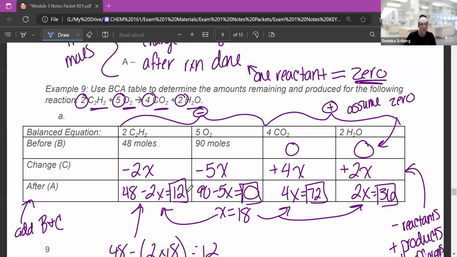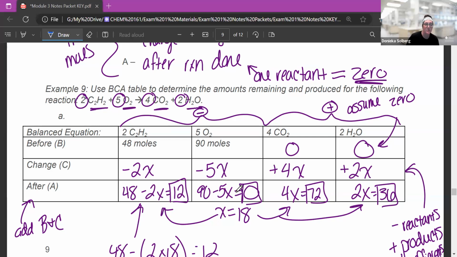Now, I said you could pick either one of these two. What happens if you picked the wrong one? So if I had picked this to be my limiting reactant and I did 48 minus 2x equals 0, I would solve for x and I would get a different number. No, so it'd be 24. So I would get that x is 24.